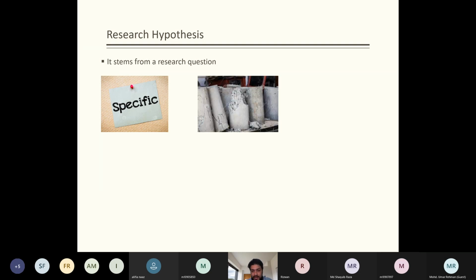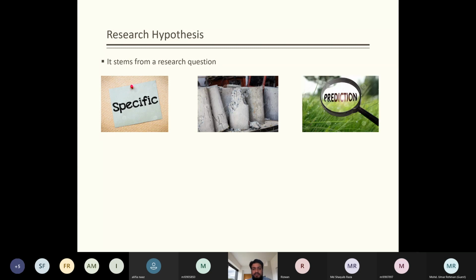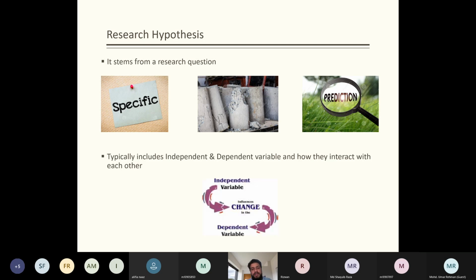Then comes the research hypothesis. Basically, it stems from a research question. What do you expect? What is the prediction of your study? It needs to be specific. You need to be very specific about what you expect. You cannot be vague about it. It should be testable, falsifiable. You should be able to test your hypothesis with the current testing availabilities, and it predicts what is going to happen, how a particular thing is going to change when you change some particular variable in it. So it should give a prediction, a forecast of what you expect.